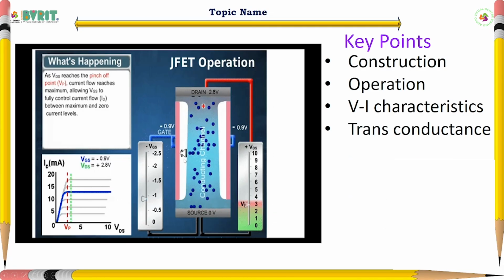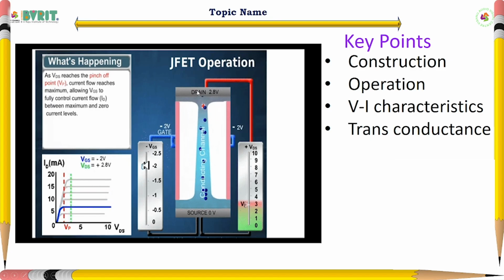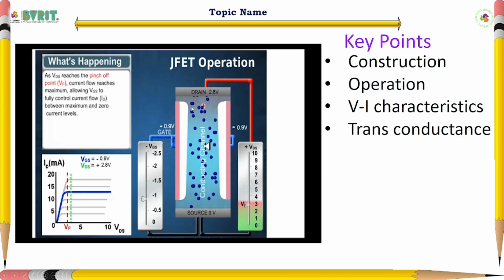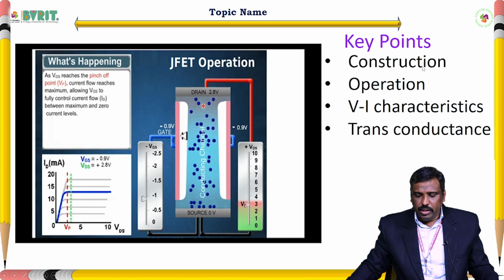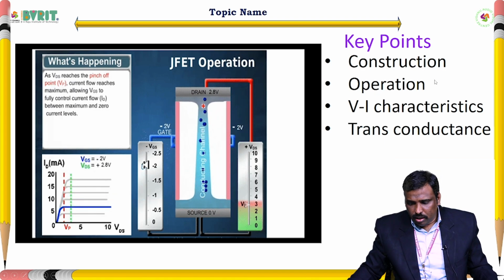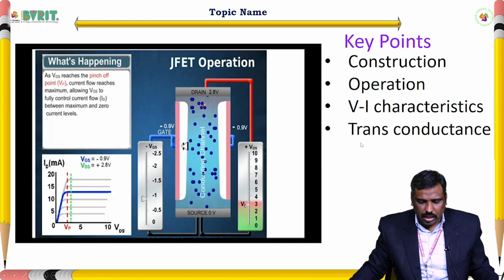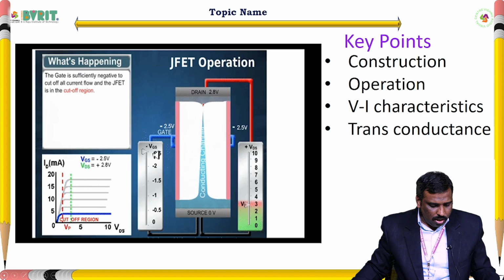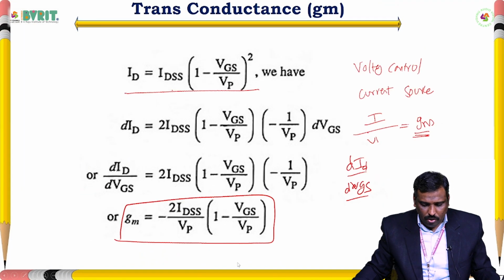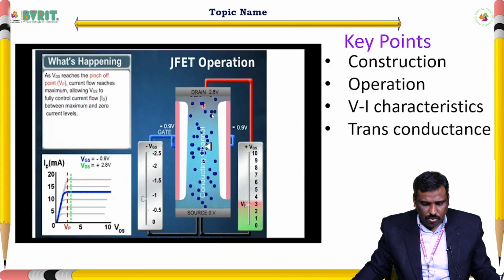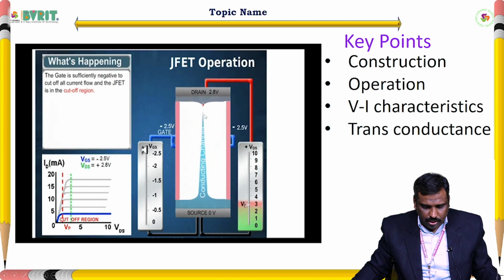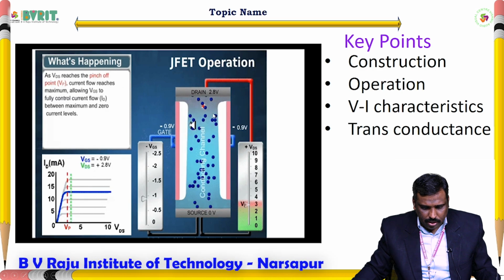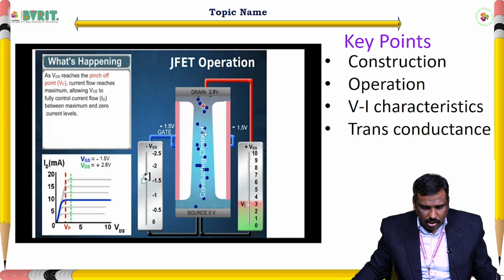This is an animation of how this JFET works, how the channel width is shaped. See here, at a particular voltage the width cannot be increased further. This is how it looks. In this lecture, we discussed the construction and operation of JFET, the VI characteristics of JFET, and the calculation of transconductance gm. In the animation, if VGS increases slowly, the channel width decreases. The channel width decreases with increase in VGS, that is what we can observe here.